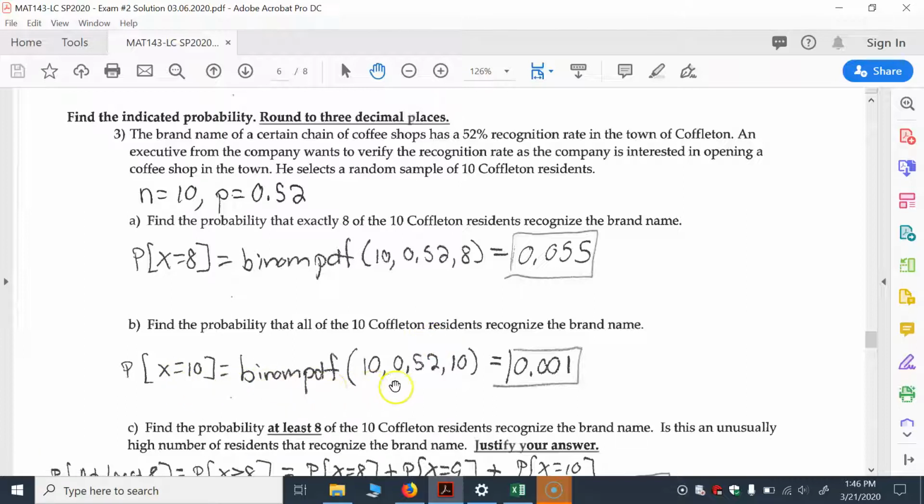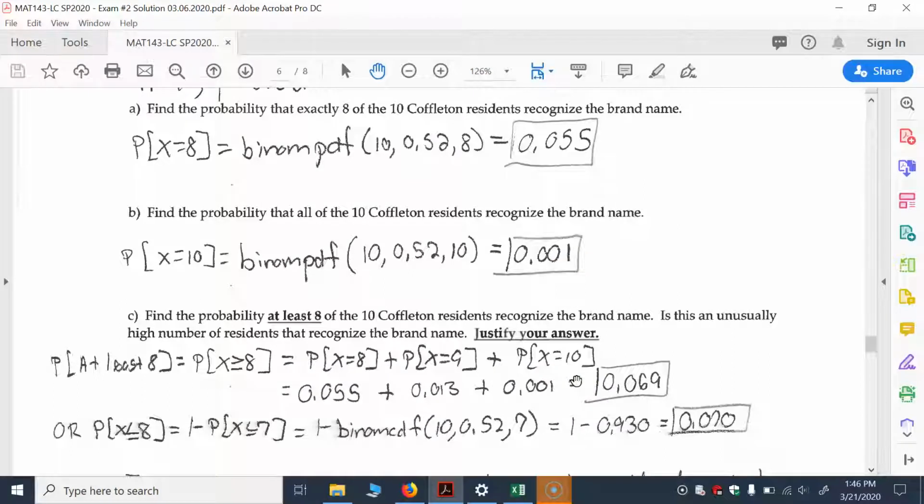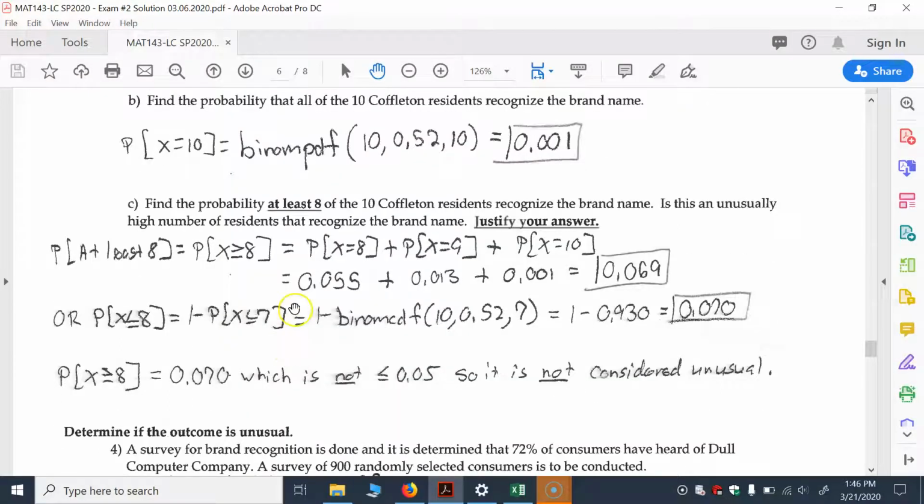Again, just use binomial PDF. That's 0.001. And then here, find the probability at least 8 of the 10 recognize the brand name. Again, as I said before, you can calculate the individual probabilities for 8, 9, and 10 and add them up, get 0.069. But, oops, here's another little typo, X greater than or equal to 8.